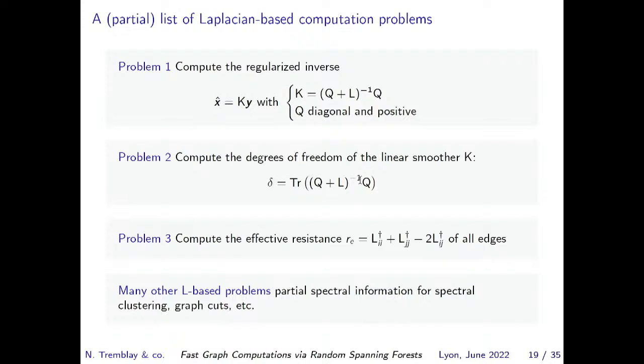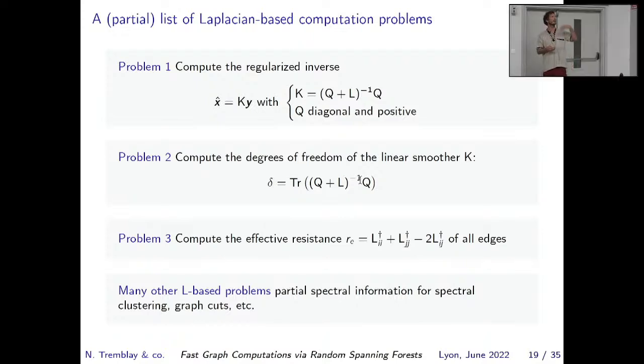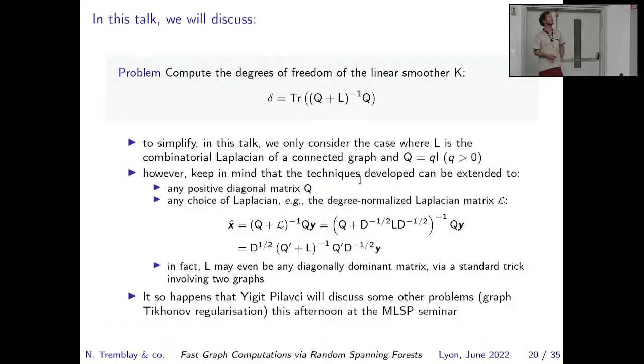So there's this regularized inverse here, there's the degrees of freedom, and the effective resistance. There are other things. I also work on spectral estimation, so I want to estimate the eigenvalues of the Laplacian without paying the cubic cost of diagonalization. In this talk, I'm going to concentrate on one problem because this is the easiest to talk about. So this is why I chose this one.